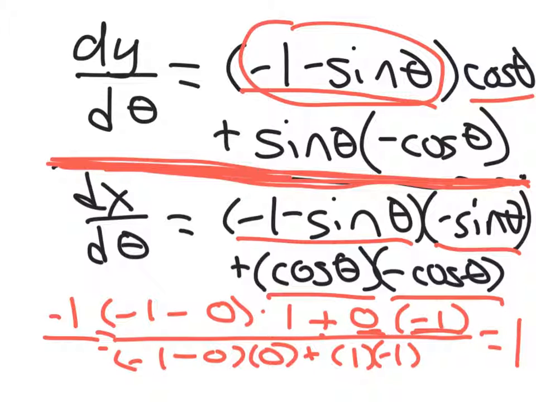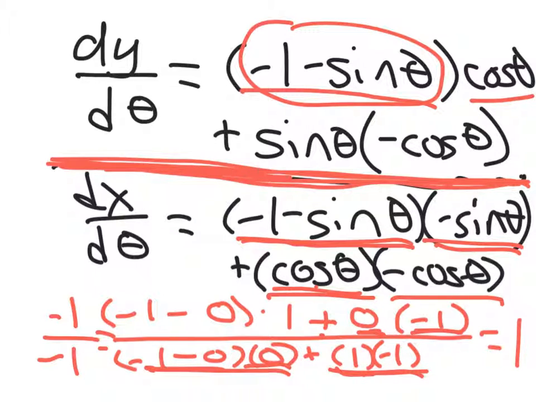For the denominator, we're going to have -1 minus sine at 0, so -1 minus 0. When you plug 0 into sine, you get 0. When you plug 0 into cosine, you get 1. So we're going to have 1 times -1 there. So now we're going to have 0 plus -1. So we get -1 in the denominator, and -1 divided by -1 is +1. So the slope at 0 is 1.